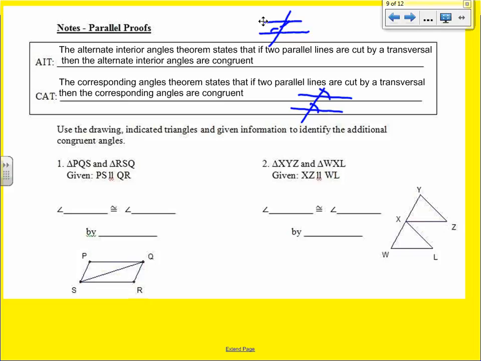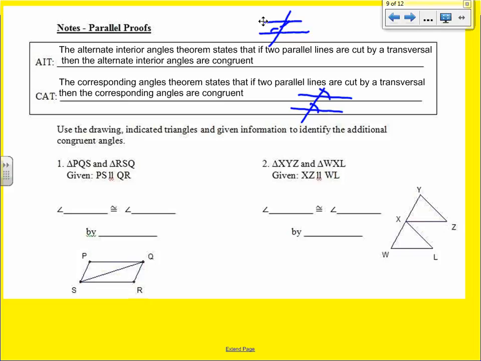Now, these two theorems are going to actually come up in proofs as you are doing them tomorrow when I get back. And you'll notice that the pictures that you have for 1 and 2 are going to be partly overlapping, and we need to look at what information is given to us, just like we always do for a proof.